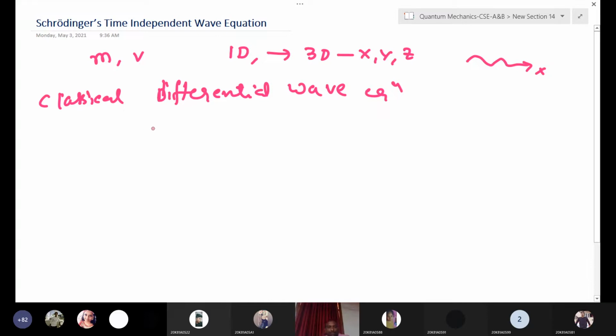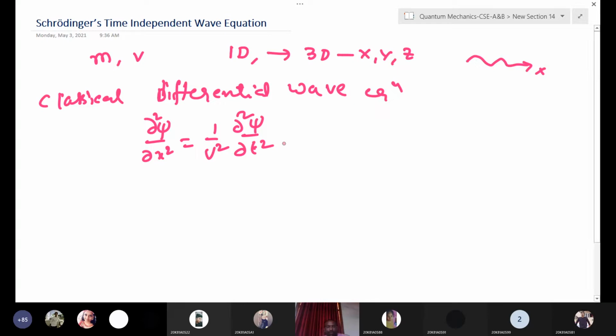So here the classical wave equation is dou square psi by dou x square equals 1 by v square times dou square psi by dou t square. This is the general wave equation at the macroscopic level, for any object or body. Schrodinger proposed or derived two equations: one time independent and one time dependent. In our syllabus we have only the time independent wave equation, which we are going to solve now.